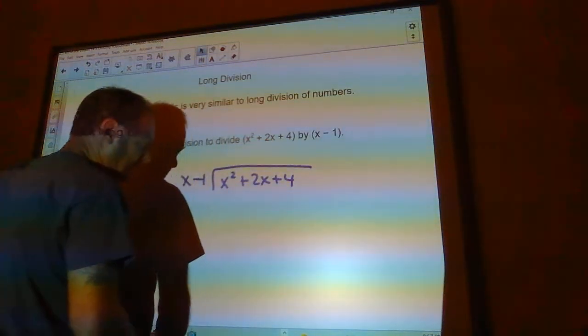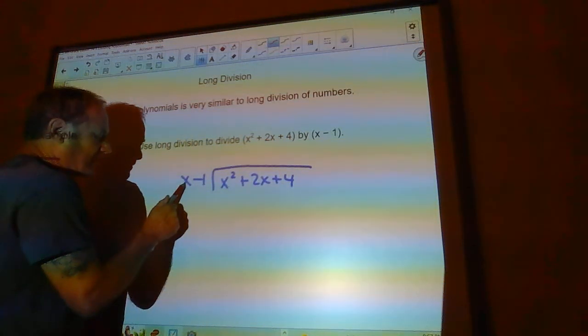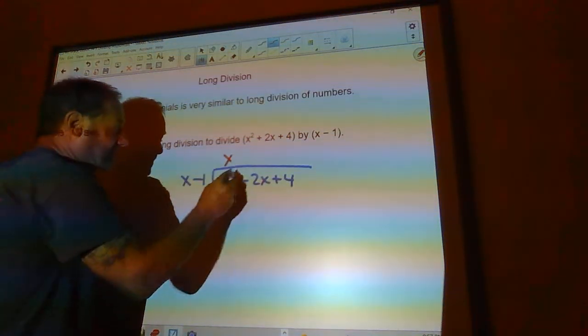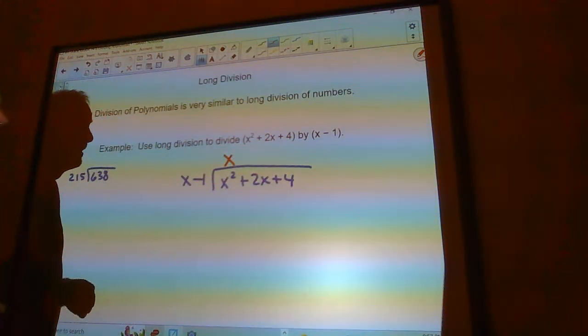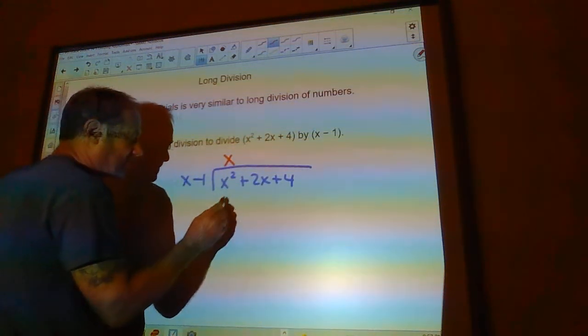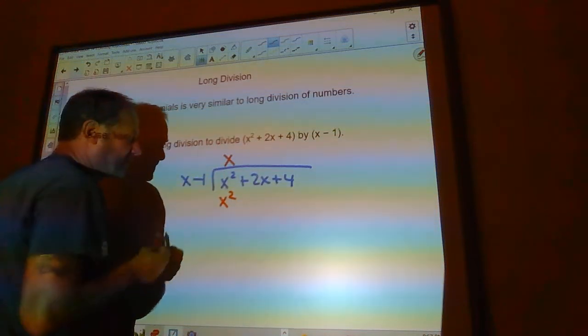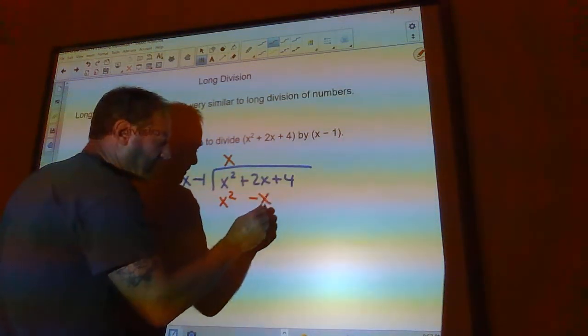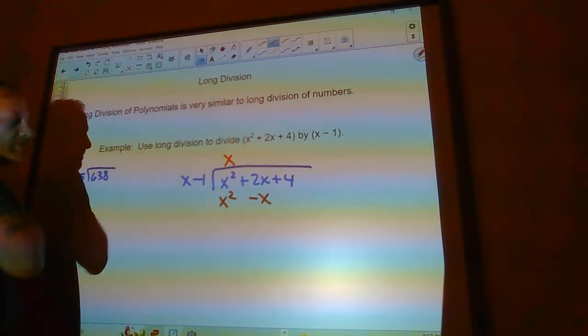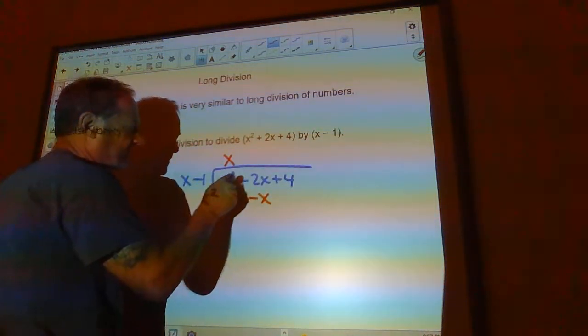Okay, now watch closely. Here's what you do. What do I have to multiply this by to get this? I need to multiply it by x. So the x is going to go right here. Now I'm going to take the x times both of these things. So x times x is x squared. X times negative 1 is negative x. And I want to line this up, make sure I have like terms lined up each time. Sometimes you have a space in here if you're missing a term.